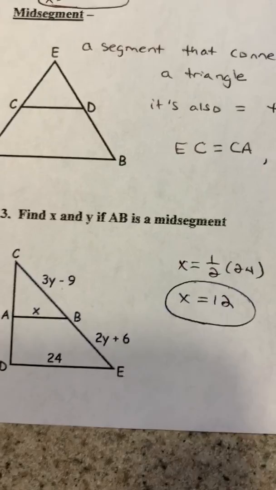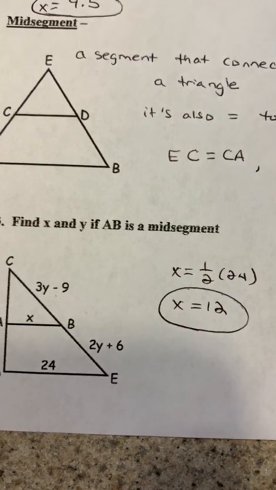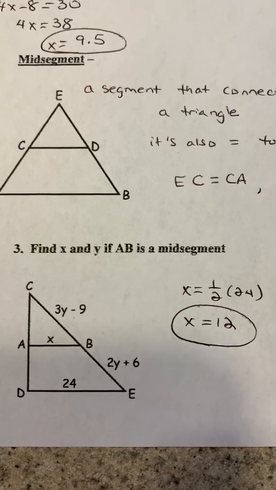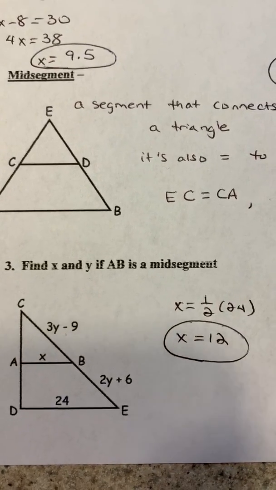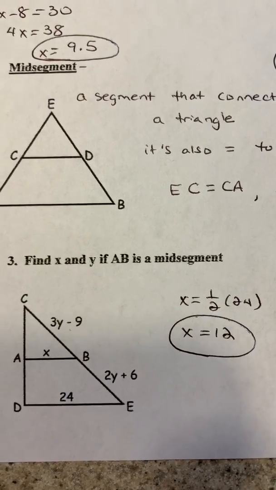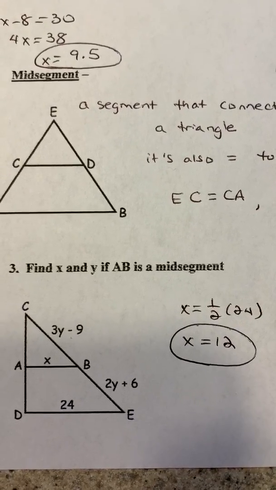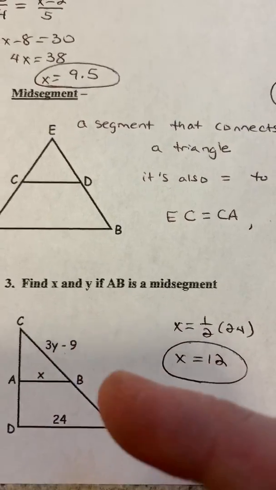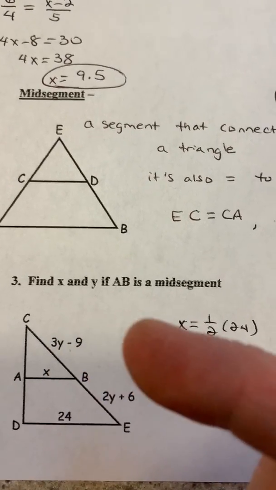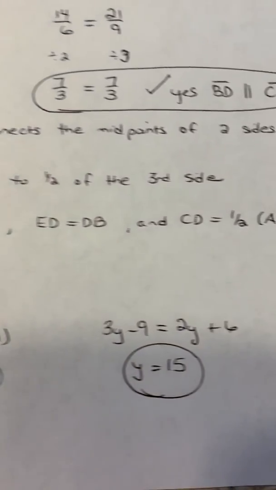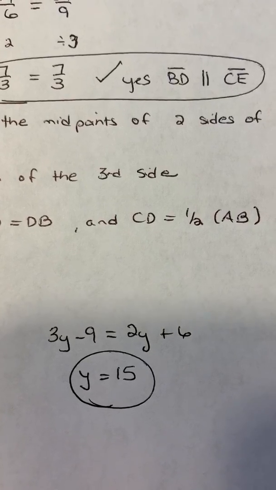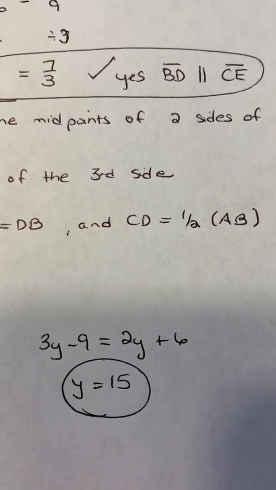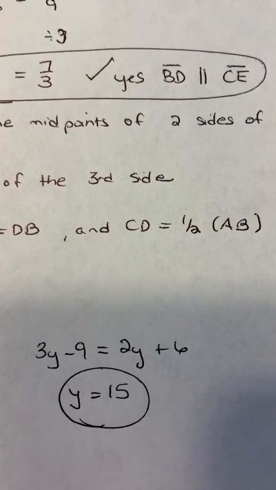Moving then into example 3, it has 2 parts to it. You're finding x and y. If you notice x right away, it's half of the third side, so half of 24 is 12. Easy enough. Then since you have the mid-segment breaking this into 2 equal parts, you simply set them equal to each other and solve. That is an easy solution because you're going to subtract 2y from both sides and get y. Add 9 to the right-hand side and get 15.